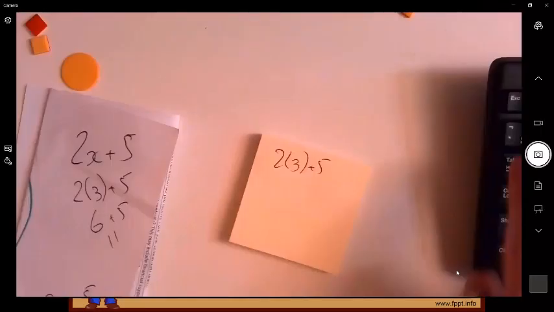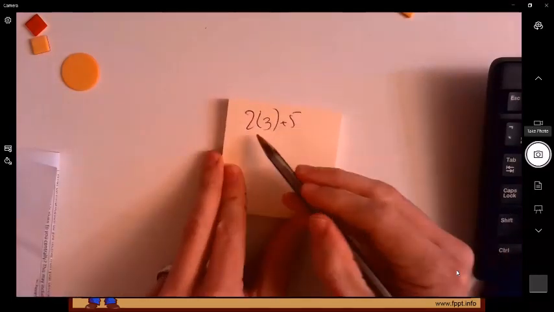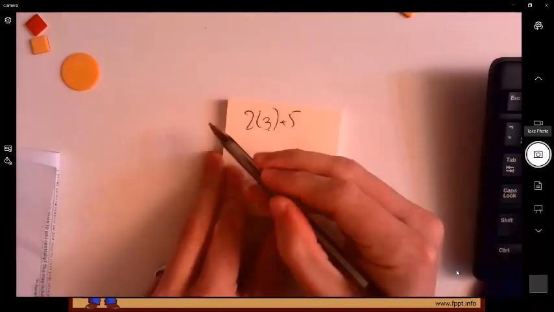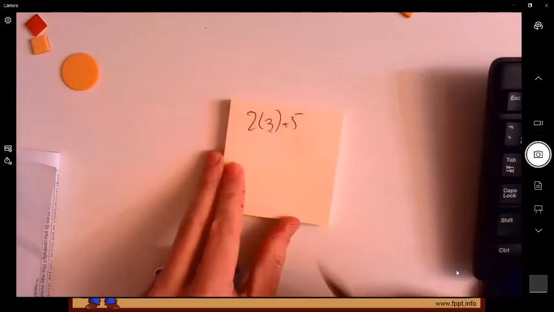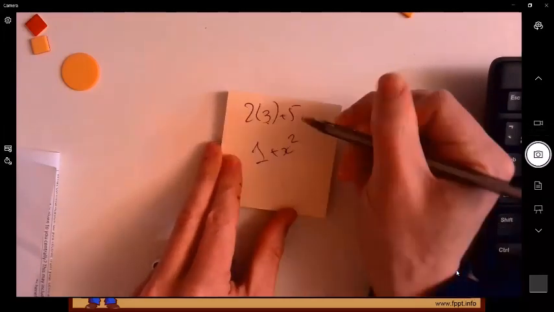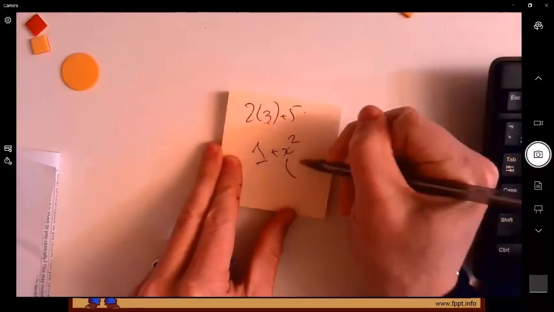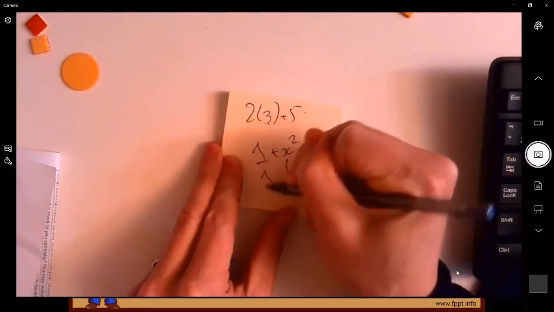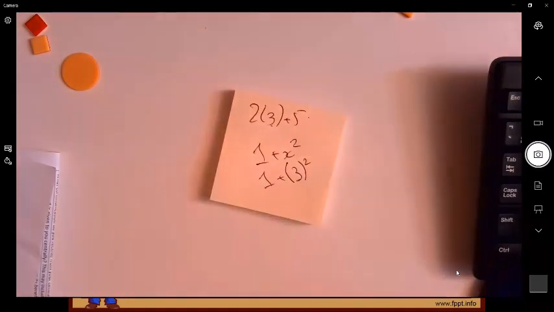In fact, I'll go onto the camera for that. So 2x plus 5, I've changed the x for a 3, and so I showed it with the tiles, and then I've done it with the abstract form. And so maybe that's the way I would do it. What did we do before? We substituted the x, didn't we? And we replaced it with a 3. And so that's how I would do it.